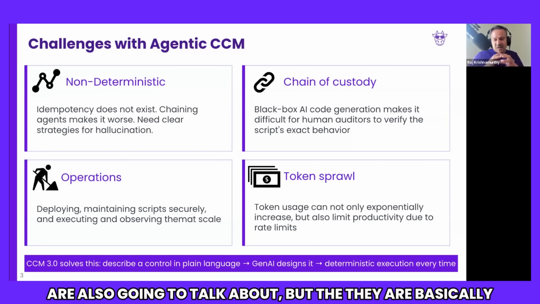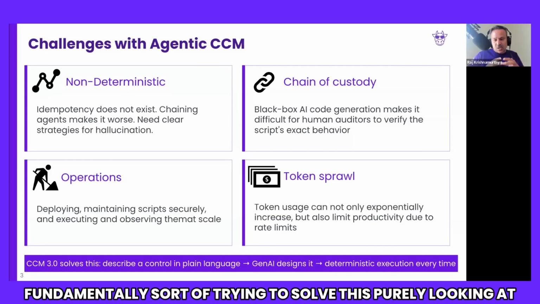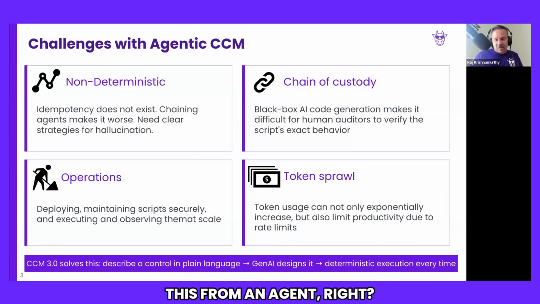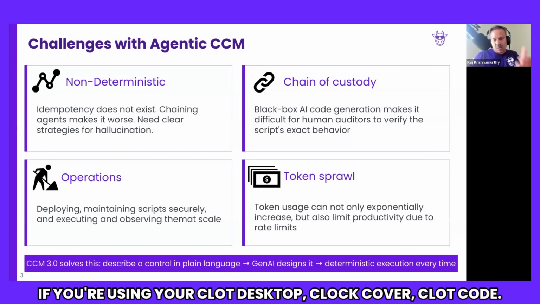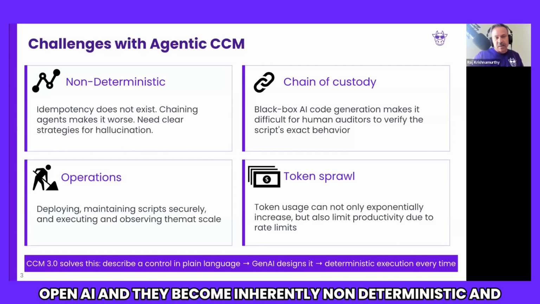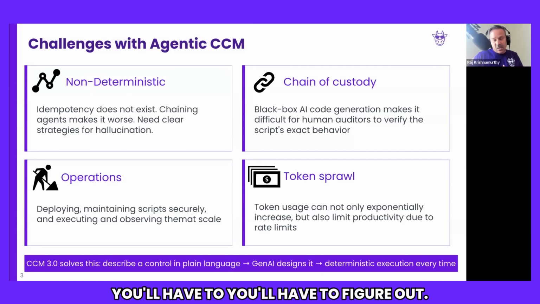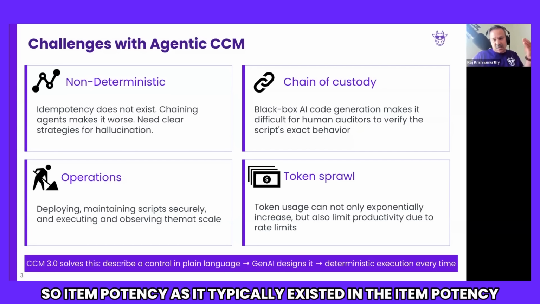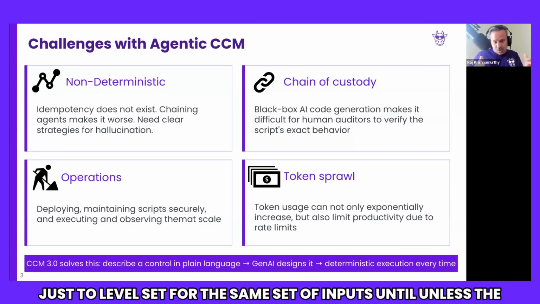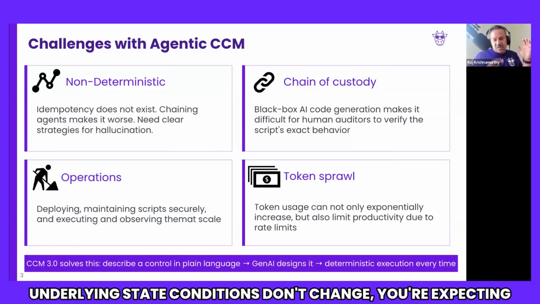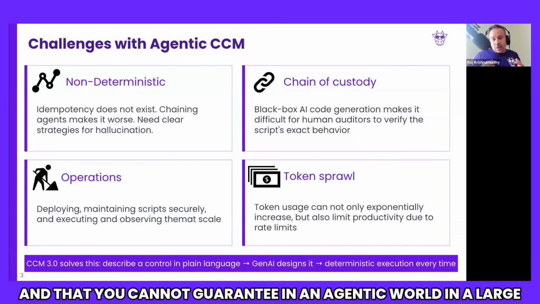But they're basically fundamentally trying to solve this purely looking at this from an agent perspective. If you're using your Claude Desktop, Claude Code, whatever that is, OpenAI, they become inherently non-deterministic, and you'll have to figure that out. So idempotency, just to level set: for the same set of inputs, unless the underlying state conditions change, you're expecting the same set of outputs. And that you cannot guarantee in an agentic world, in a large language model world.